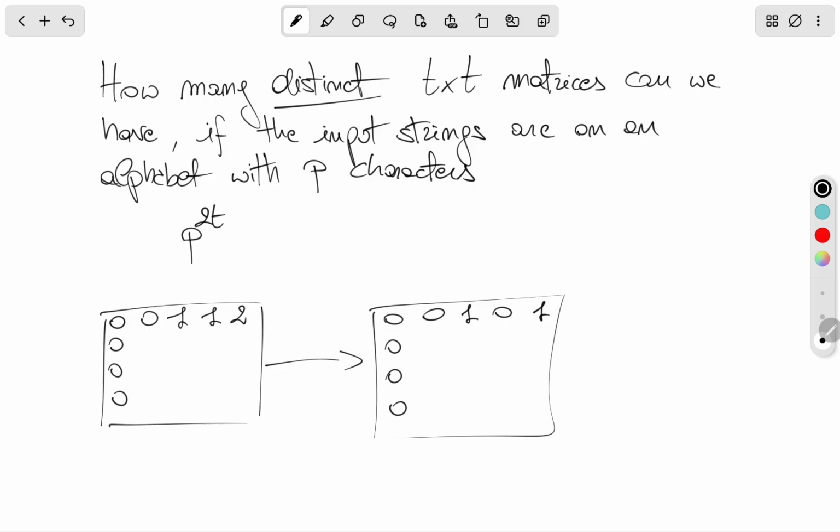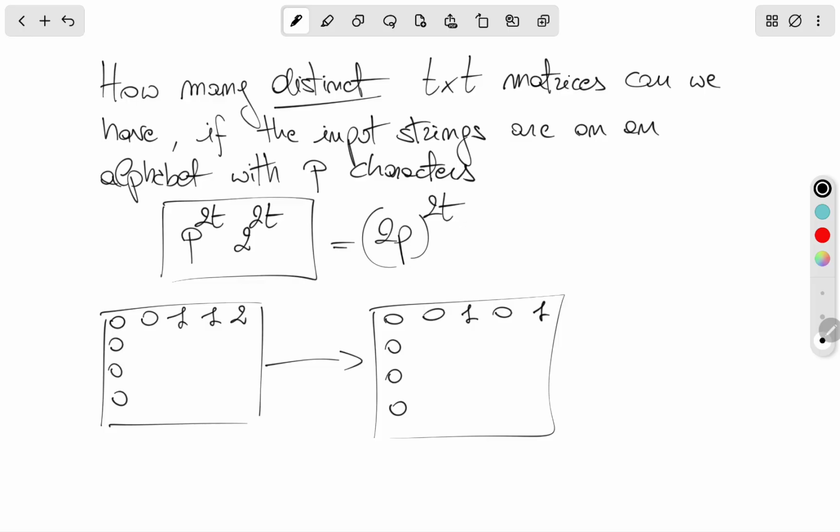So how many distinct T by T matrices? Two to the... no, because it's three elements, T by T. And 2P raised to 2T, well, that's fine. That's good because P, the size of the alphabet, is a constant.